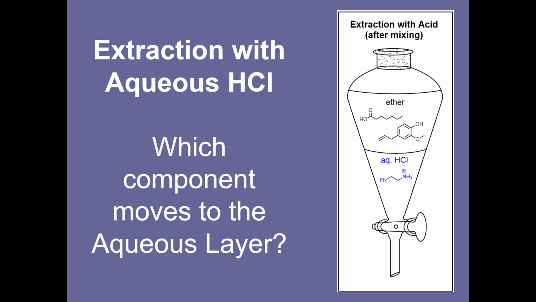If you guessed that the amine would be extracted to the aqueous layer, you're correct. The amine functional group is basic, so it would be protonated by the HCl acid, and the resulting ammonium salt prefers to be in the aqueous layer. To fully remove the amine from the organic layer, we would drain the aqueous layer, add a fresh portion of aqueous HCl, and shake again. Typically, 2 to 3 extractions will complete the transfer process.